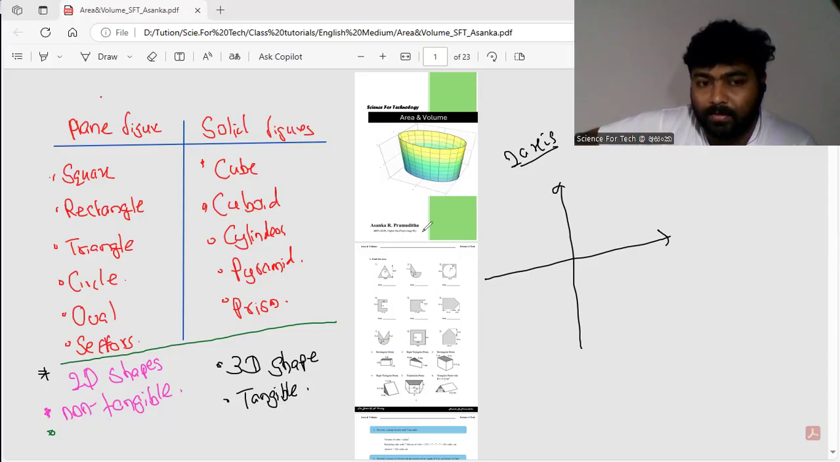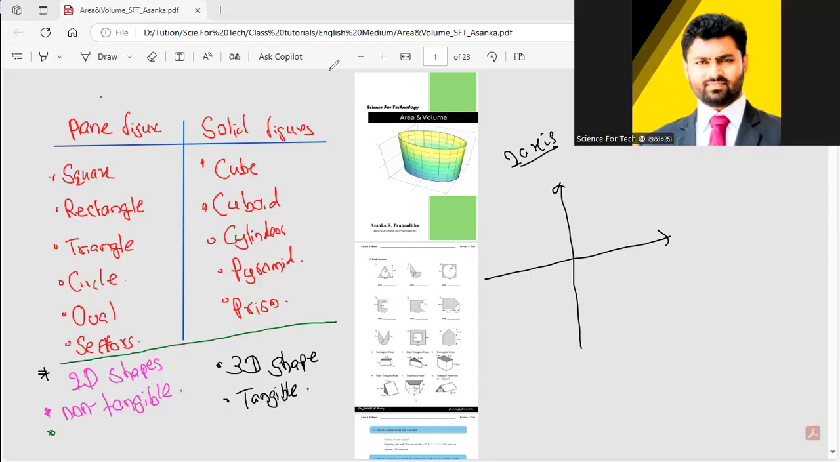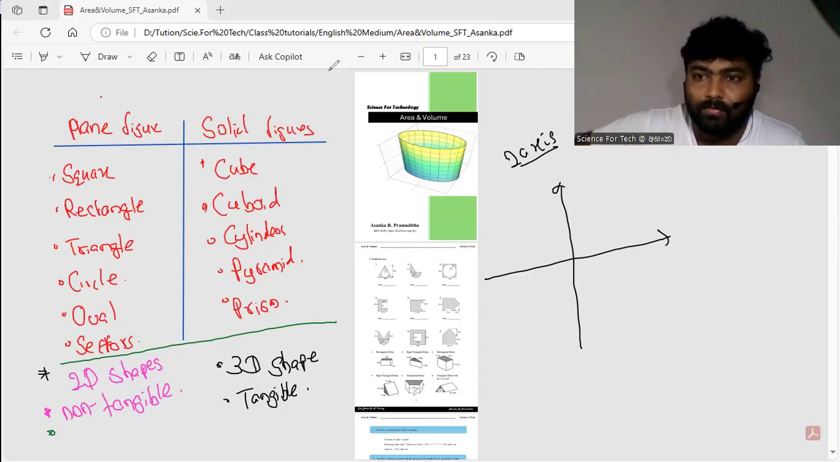Keep the rule and write the next sentence. Solid figures need three axes in order to draw them in a Cartesian plane.